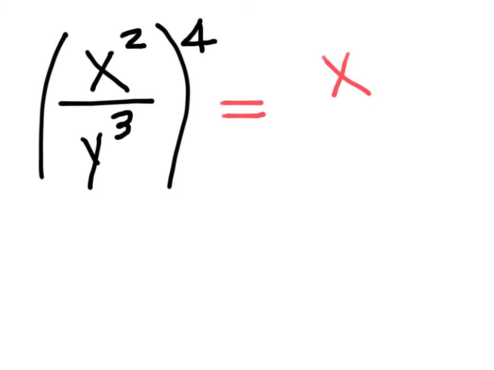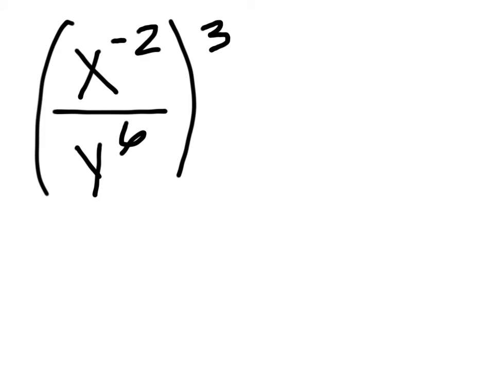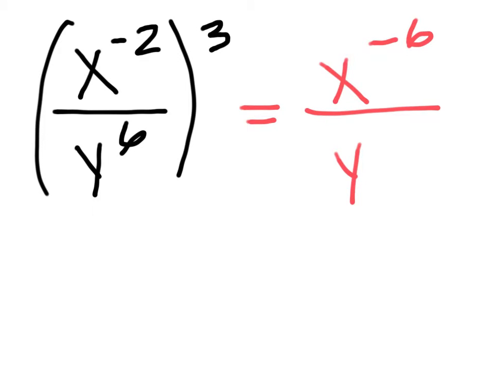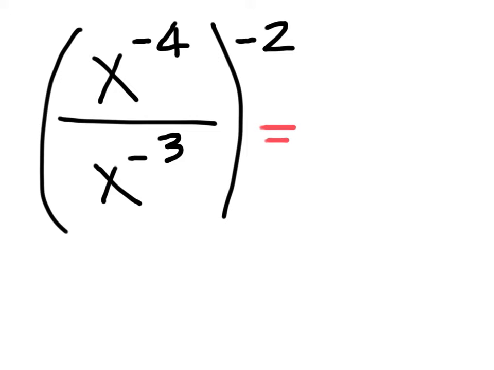X to the 8th over y to the 12th. That's right. What would the answer to this one be? Somebody else. Yeah. That's right. X to the negative 6th over y to the positive 18 power. You just distribute this 3 to this and to this. What about this one? What would the answer be to this problem?